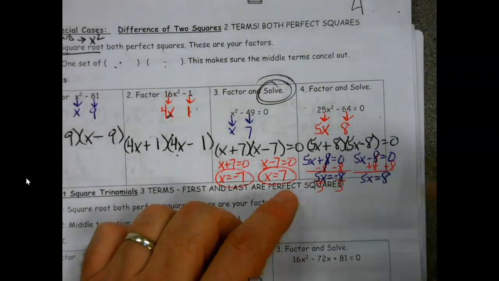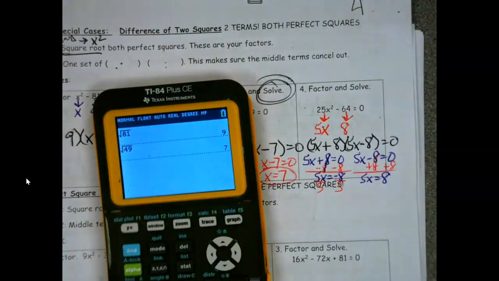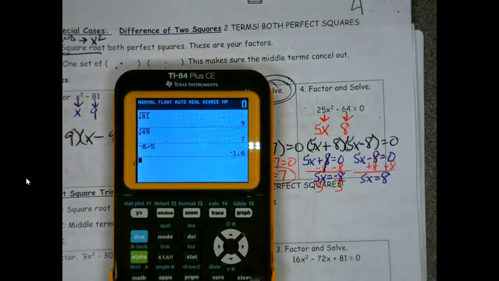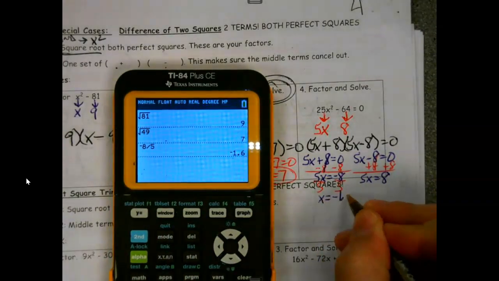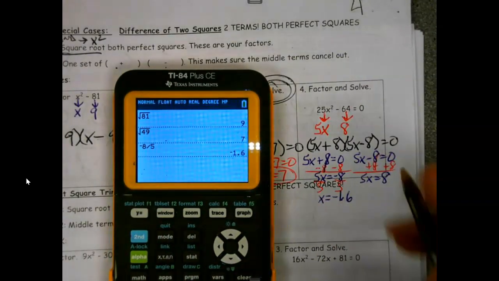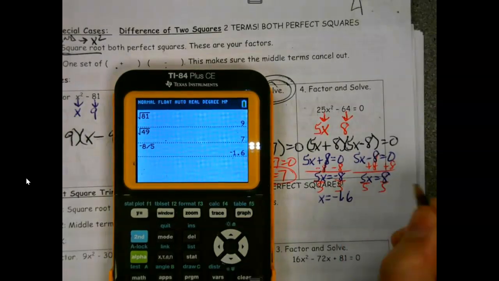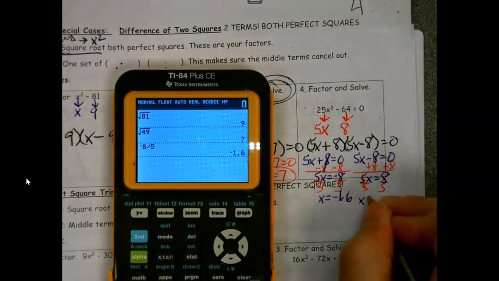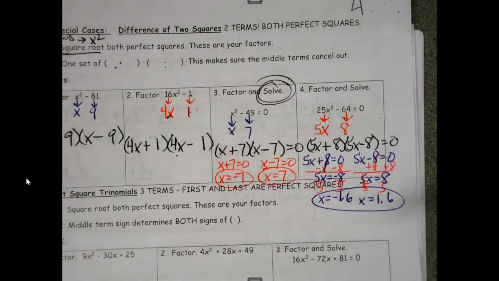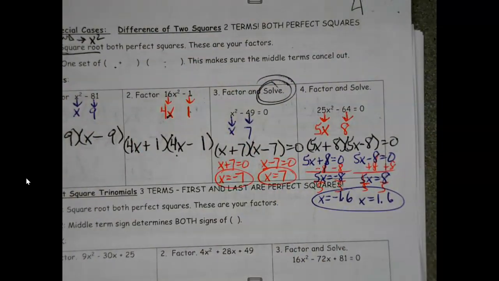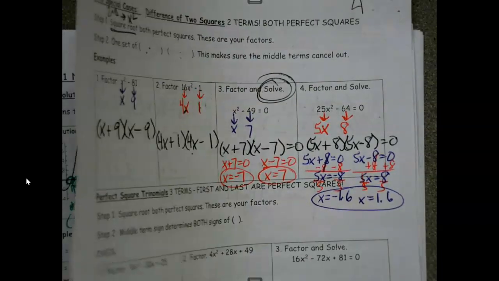So yeah, we're getting decimals this time. Let's see here. Negative 8 divided by 5 is negative 1.6, and positive 1.6. Okay, that's our first special case that we're dealing with.